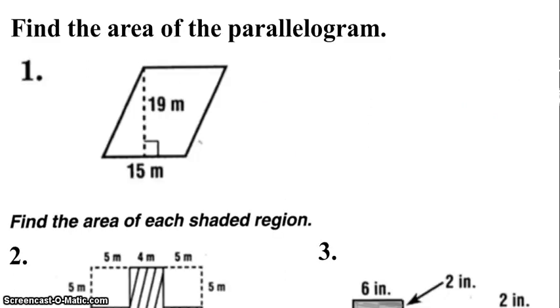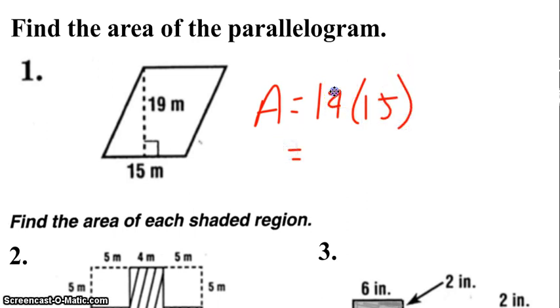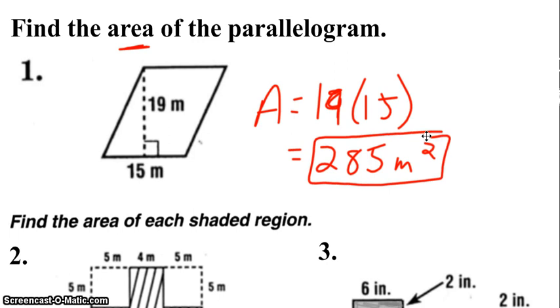So let's go ahead and do a few examples here. Moving on to the first one, find the area of the parallelogram. In this case, 19 definitely is the altitude to the base of 15. So it's simply 19 times 15. And we'll get to 285, and we want to make sure we label that. In this case, we're talking about areas, so we're talking about square units, so that would be meters squared.